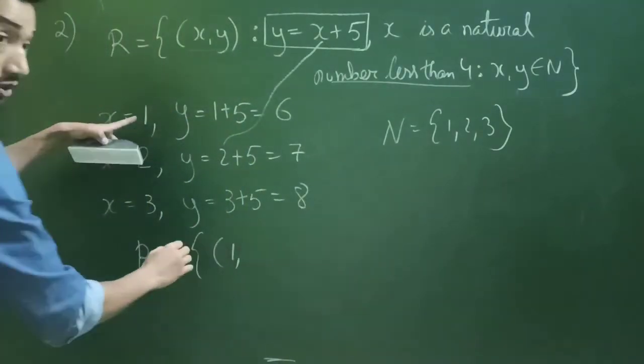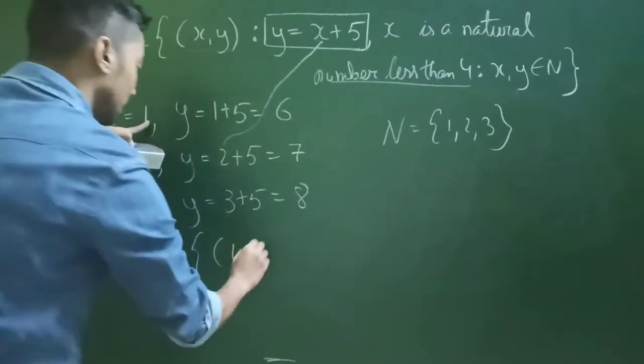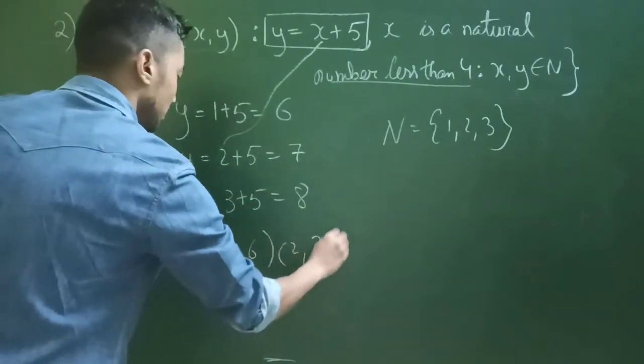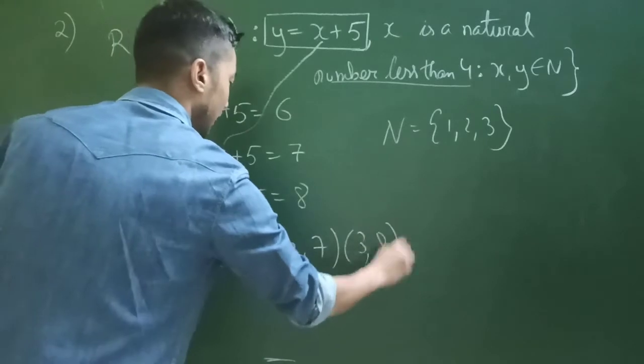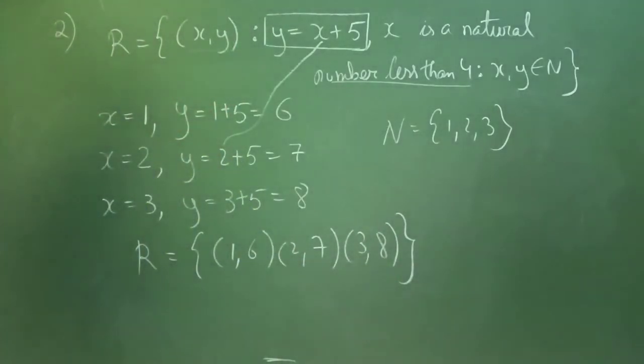The ordered pairs are (1, 6), (2, 7), (3, 8). So this is our relation R.